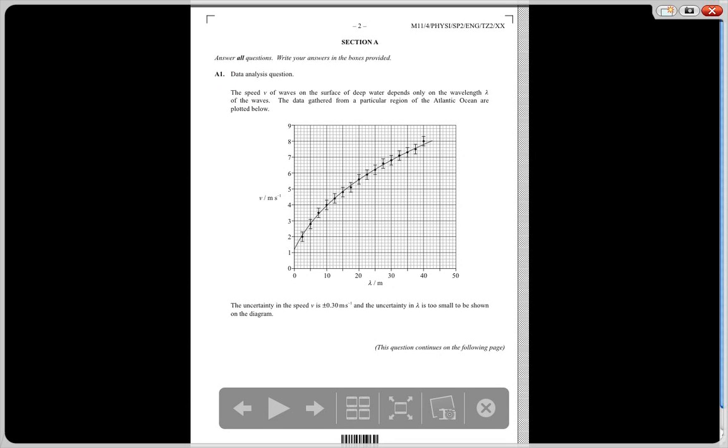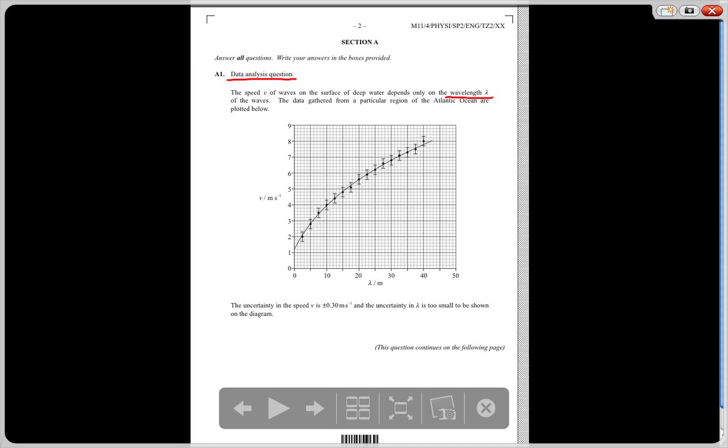This is the standard level paper 2, May 2011, time zone 2 paper. And we're going to be starting off with question A1, which is always a data analysis question. So the speed v of waves on the surface of deep water depends only on the wavelength of the waves. The data gathered from a particular region in the Atlantic Ocean are plotted below.